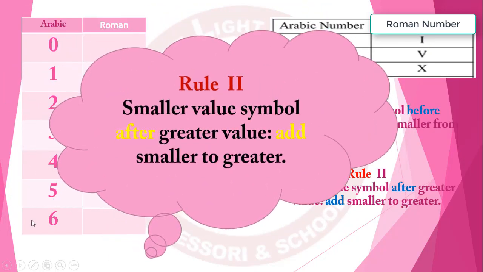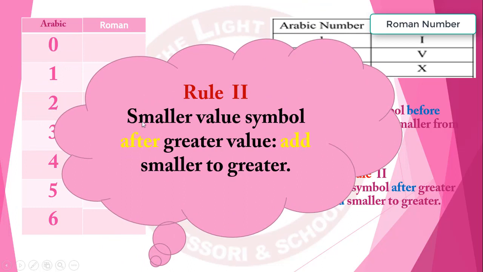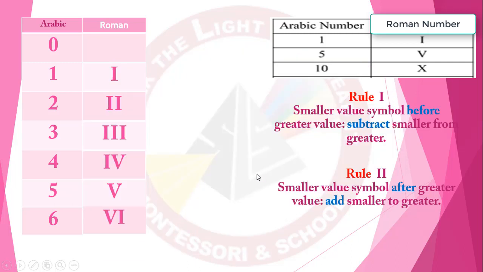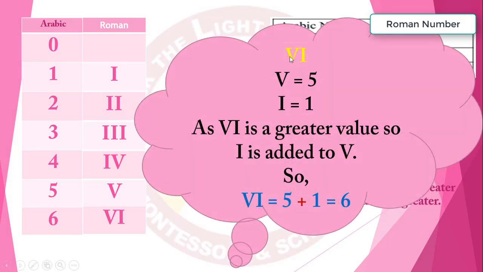Okay, now for writing 6, we have to follow another rule, that is smaller value symbol after the greater value. And we have to add the smaller value to the greater value. Again, see, this is a greater value and this is a smaller value, and it's again a rule in addition, that whenever we have to get a bigger value we add. So this rule is applied here. This is 6. V is equal to 5, which is a greater value, I is equal to 1, which is a smaller value. As 6 is a greater value, I is added to V to get 6. 5 plus 1 is 6.